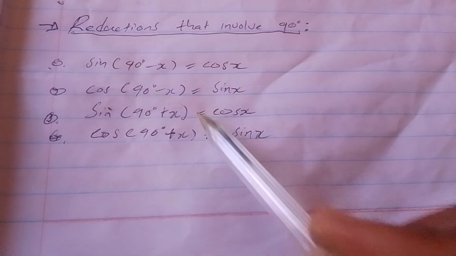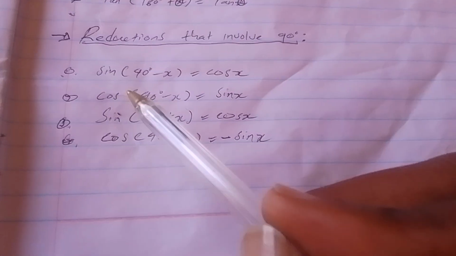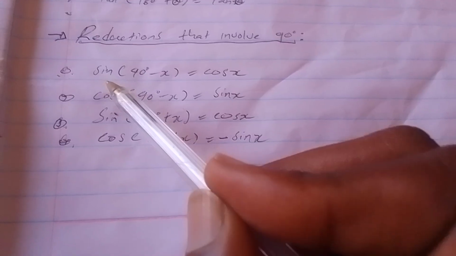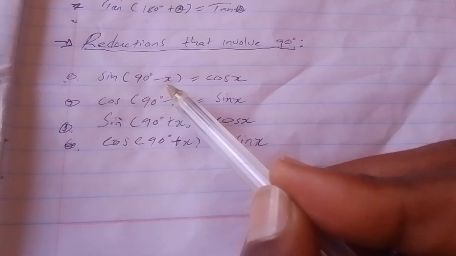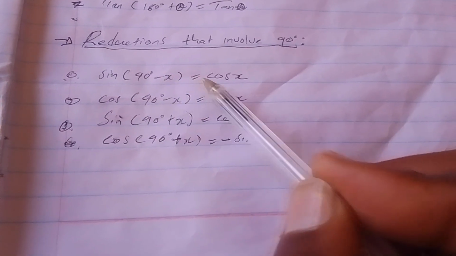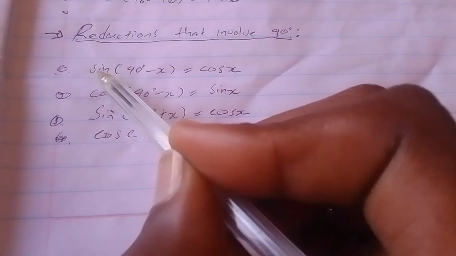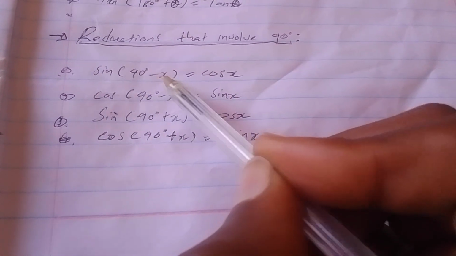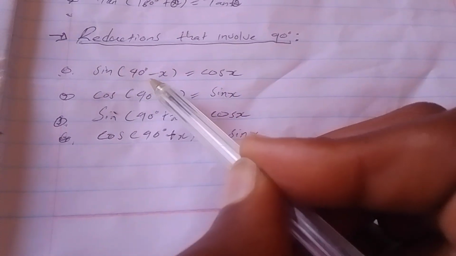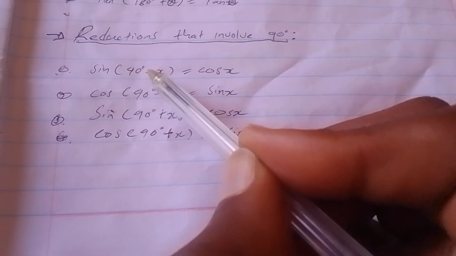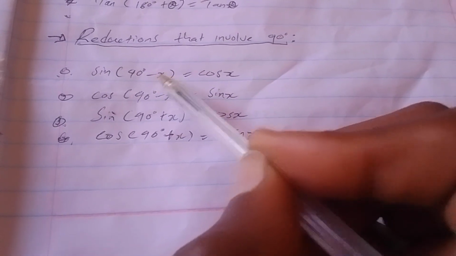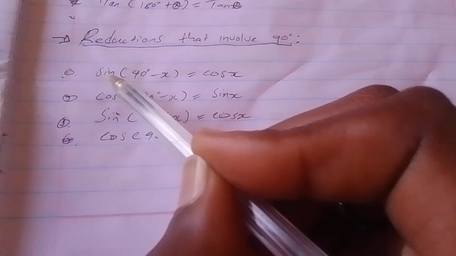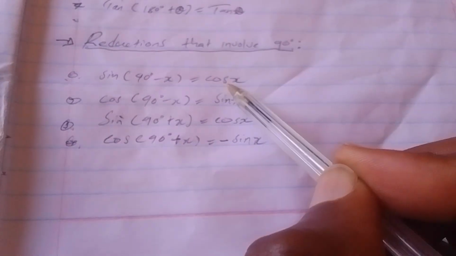They become like friends now. So we have sine of 90 degrees minus x, which is equal to cos x. It has changed now. They change, this one is now a friend of this one, cos and sine. But we only write the variable, not the 90 degrees and the negative. We only write the positive variable. So this one will change from sine to cos.